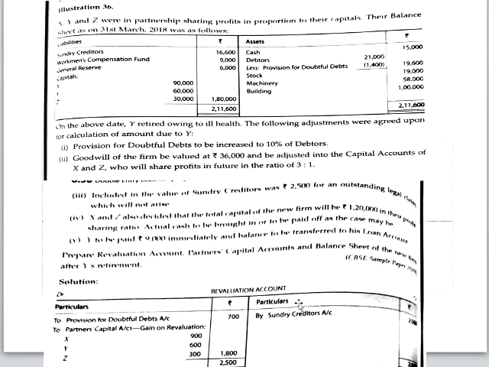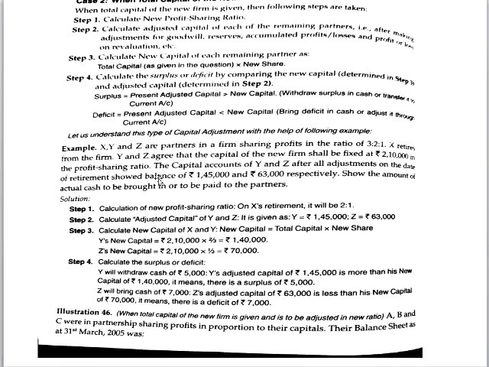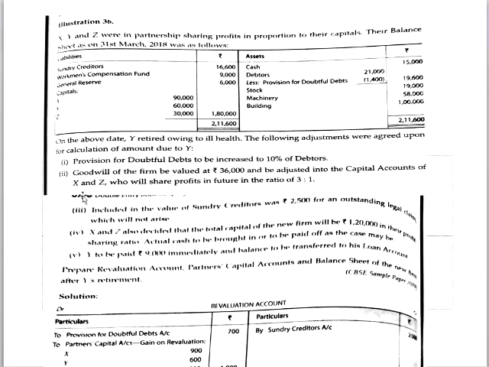One more question I am explaining to you. This is a full-fledged question, where you have to prepare the revaluation account, capital account, and the balance sheet. This is an 8-mark question, and the previous question we discussed is the 2 or 3 marks type that can be asked in the board. Simply find out the deficit or cash. So you should know the pattern of questions asked in the board exam.